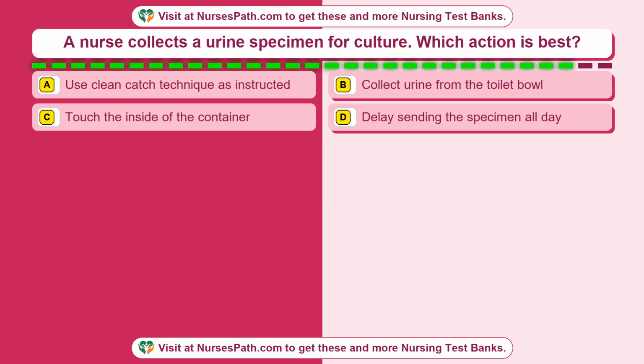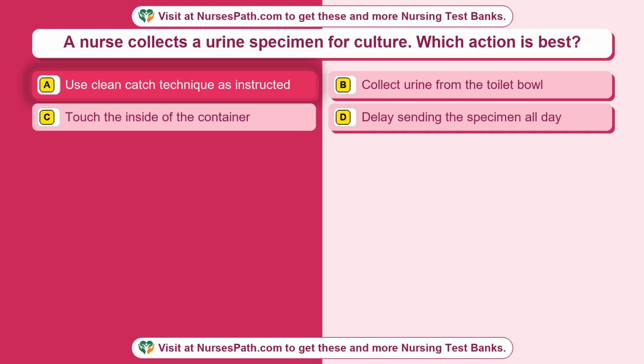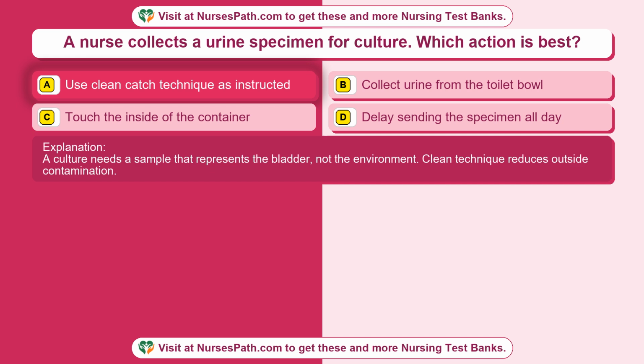Question 2. A nurse collects a urine specimen for culture. Which action is best? Option A. Use clean catch technique as instructed. Option B. Collect urine from the toilet bowl. Option C. Touch the inside of the container. Option D. Delay sending the specimen all day. The correct answer is option A. Use clean catch technique as instructed. A culture needs a sample that represents the bladder, not the environment. Clean technique reduces outside contamination.